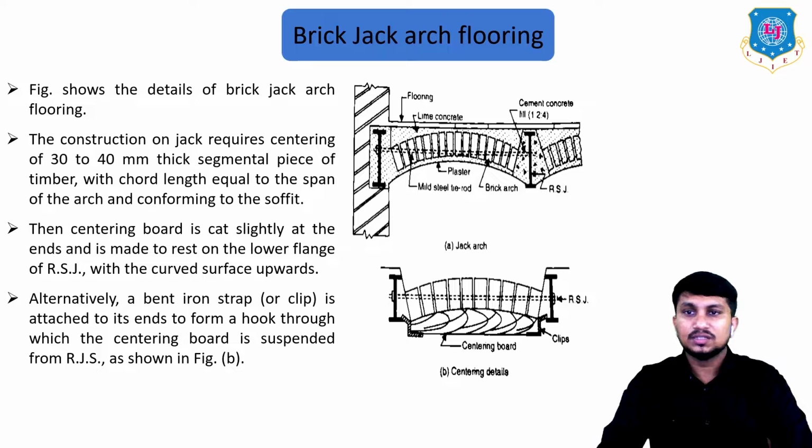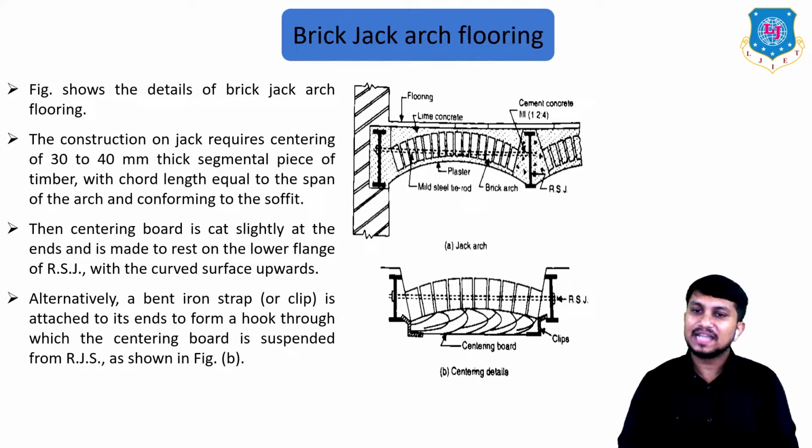The construction of jack arch requires centering of 30 to 40 mm thick segmental piece of timber with chord length equal to the span of arch and conforming to the soffit. Then the centering board is cut slightly at ends and is made to rest on the lower flange of rolled steel joist with curved surface upwards. Alternatively, a bent iron strap or clip is attached to its ends to form a hook through which the centering board is suspended from rolled steel joists, as shown in figure B.